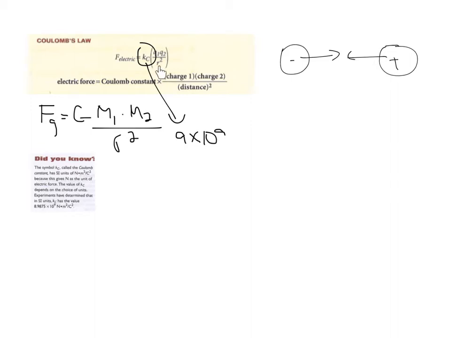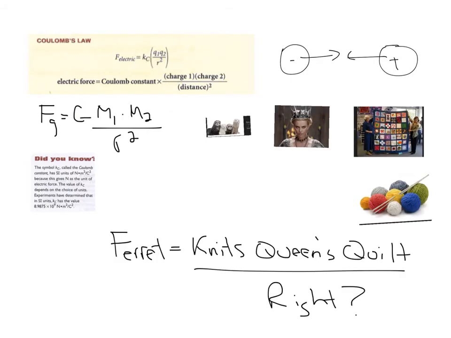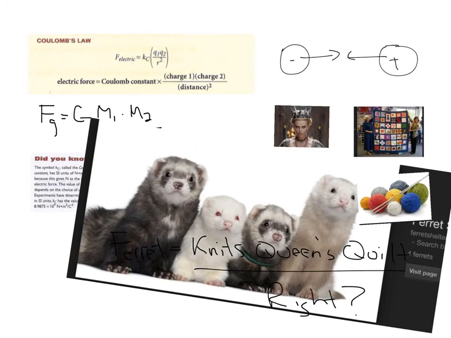And then the distance of r squared. So electric force equals K, Coulomb's constant, Q1, Q2 over r squared. That's the equation. A way to remember this equation is ferret.